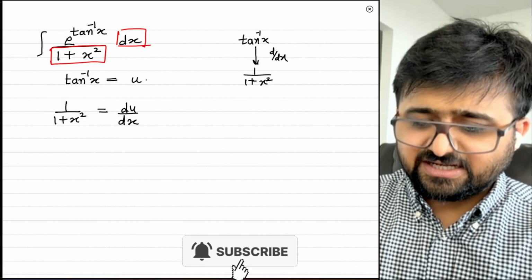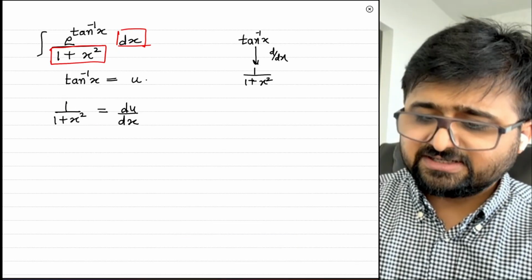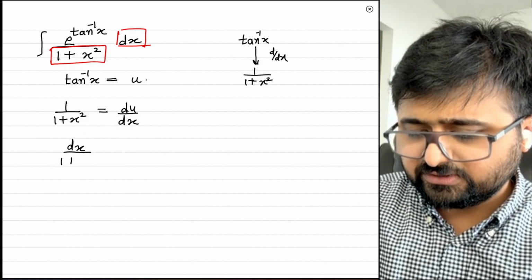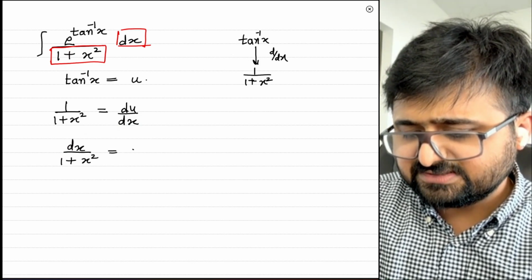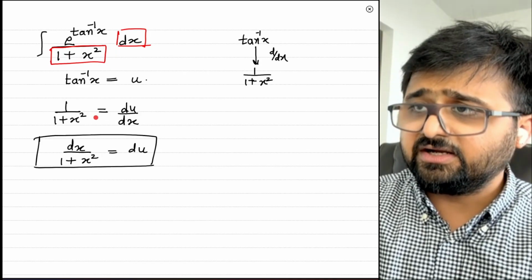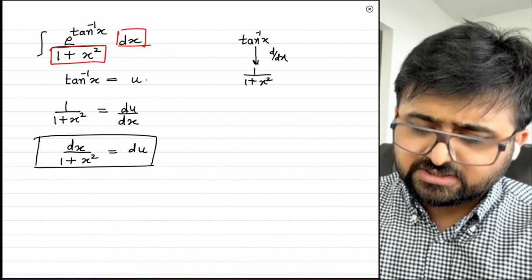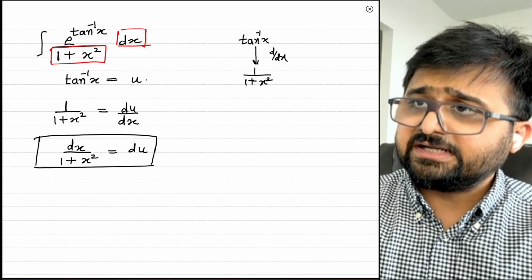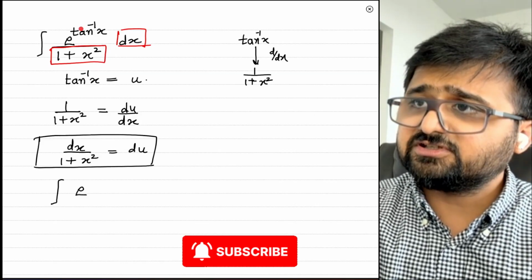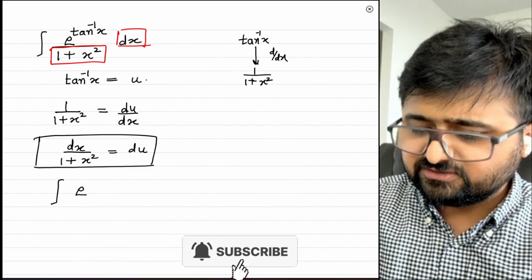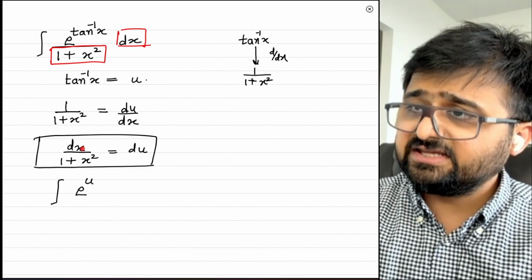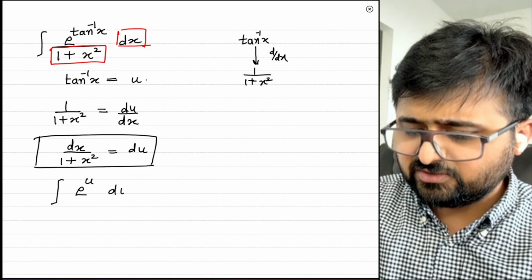So if you just multiply that dx on the left hand side, you have dx over 1 plus x square is equal to du. That's what we were able to generate from that derivative equation. So you can now convert this entire integral into the u world, and you will say e to the power tan inverse of x is nothing but u. So you say e to the power u, and dx over 1 plus x squared is nothing but du.